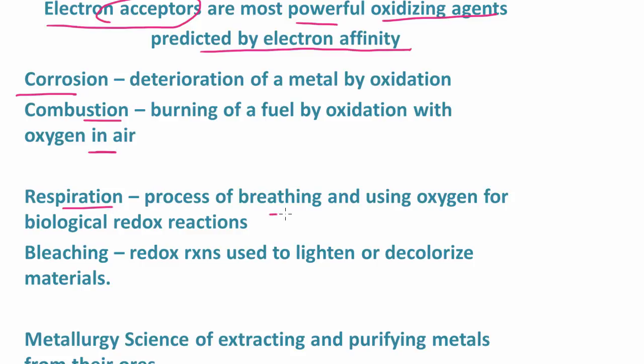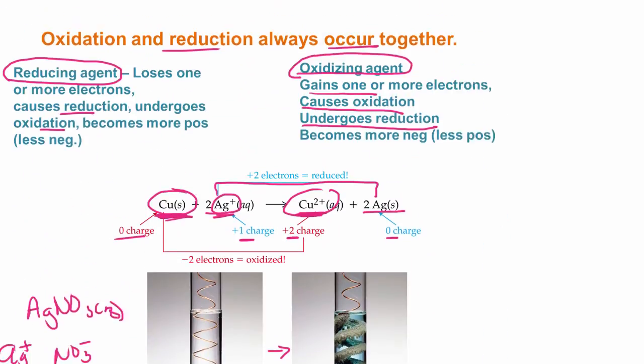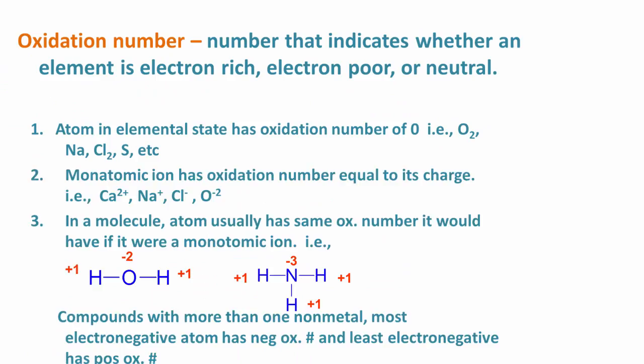Respiration is the process of breathing and using oxygen for biological redox reactions. We're going to learn all about those next semester. Bleaching, if you get your hair bleached or when you clean your clothes, involves redox reactions. And then metallurgy is the extraction and purification of metals from their ores. So there are a lot of applications of redox reactions. And again, many of the reactions in our cells are redox reactions.